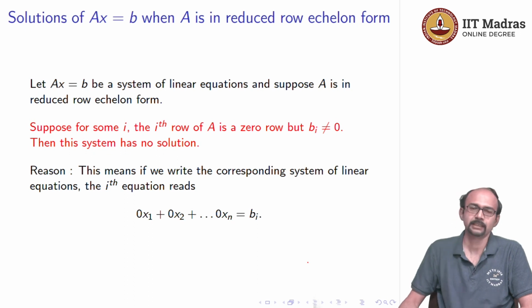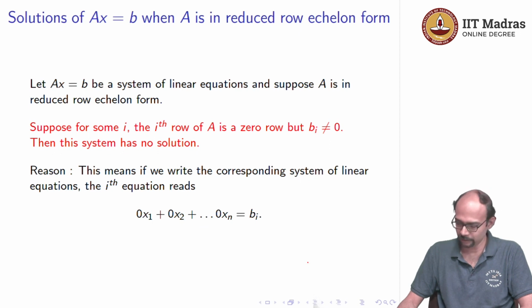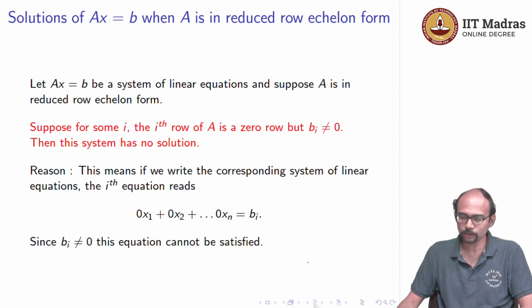Now, the left hand side, it does not matter what the xi's are, what values you put inside the xi's, the left hand side will always evaluate to be 0, right. So, if b is non-zero, then there is no hope of getting a solution, right. Whatever values of x1, x2, xn you take, this equation cannot be satisfied. So, there is no possible solution for this system of equations.